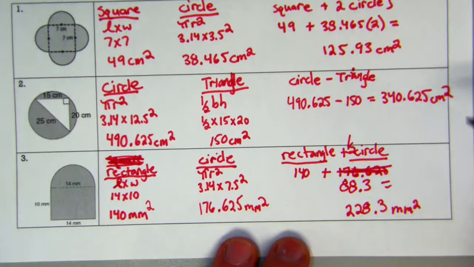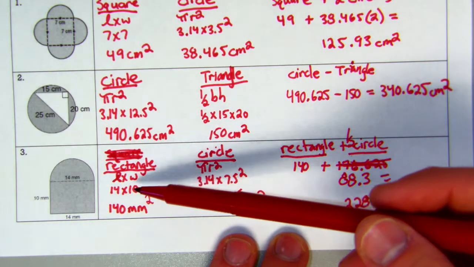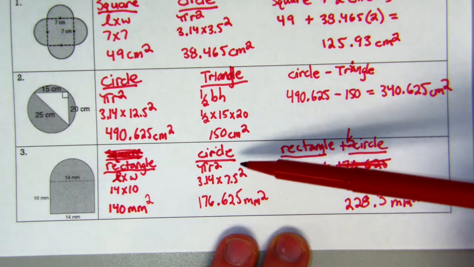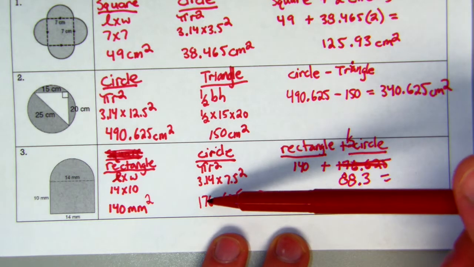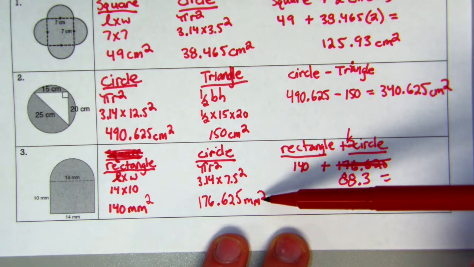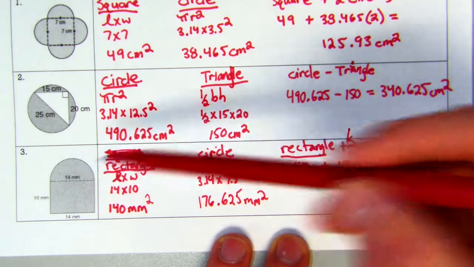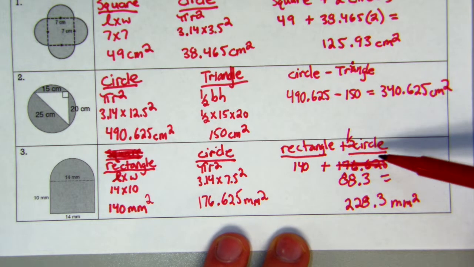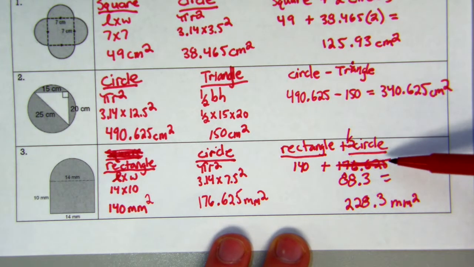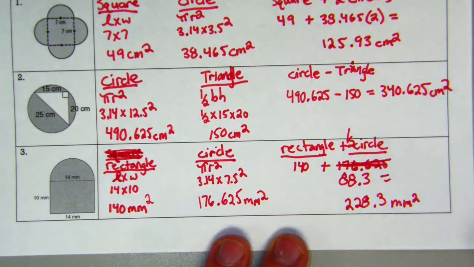And the last one is a composite figure. You're going to be adding the two shapes together. The first shape is a rectangle, 10 by 14. Second shape is a circle, and you can use pi r squared. The circle would be 176.625 millimeters squared, would be your area. One thing you do need to notice though is it is a half circle. So when I add that area to it, I'm going to make sure I do half of my circle. You can see here I almost wrote down the full circle and then fixed it to write my half circle. Add those together and you should get 228.3 millimeters squared.